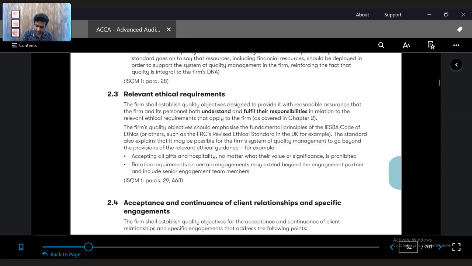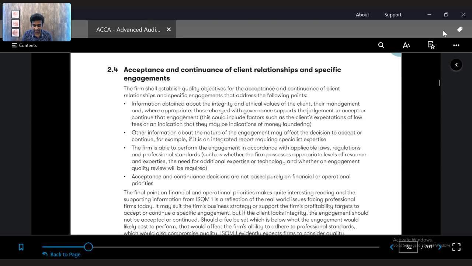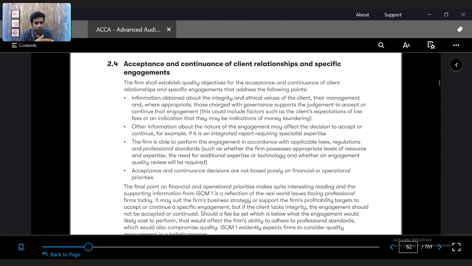The next one is called acceptance and continuance of client relationships and specific engagements. So for any firm to ensure that their audits are being conducted with high quality, it all depends upon what kind of client they are onboarding. So if the clients themselves are complex in nature, or they have issues or problems, then it could affect the quality objectives of the firm as well.